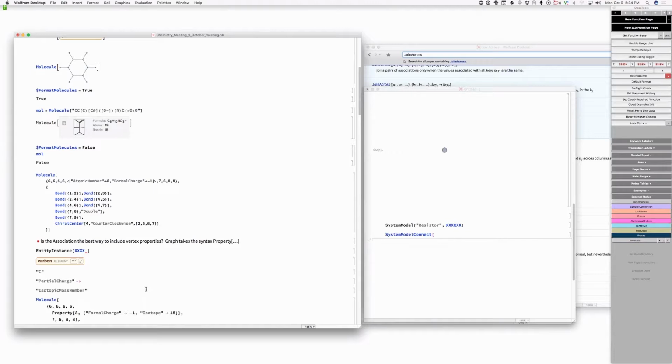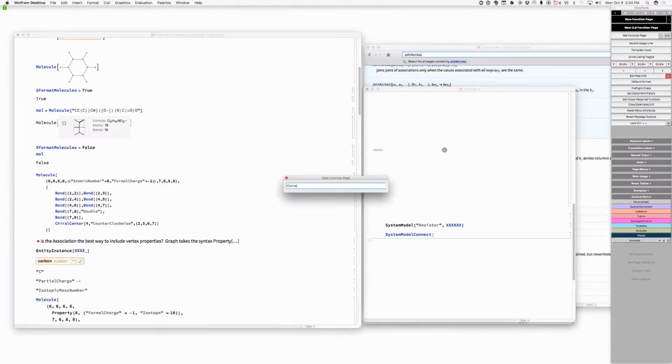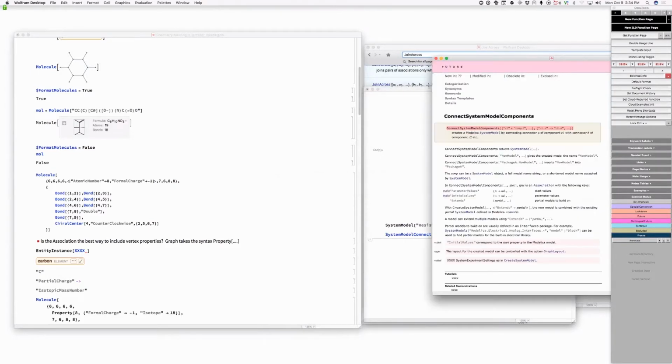I am so pathetic. It's called Connect System Model Components. Okay. What is its name again? Connect System Model Components. Okay, but I want to come back to this thing about naming.